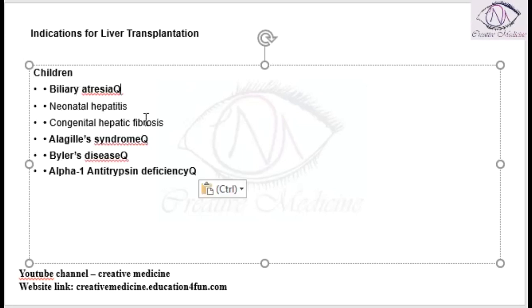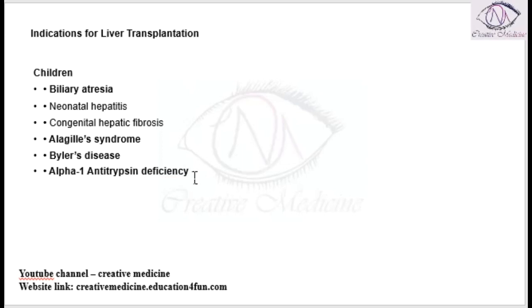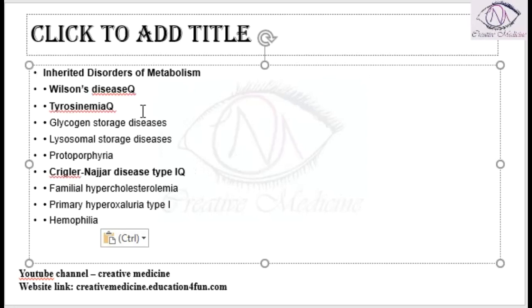We have biliary atresia, neonatal hepatitis, congenital hepatic fibrosis, Alagille syndrome, Byler's disease, alpha 1 antitrypsin deficiency. Then we also have diseases like inborn errors of metabolism in children, like Wilson's disease, tyrosinemia, glycogen storage disorders, lysosomal storage disorders, protoporphyria, Crigler-Najjar syndrome type 1, familial hypercholesterolemia, primary hyperoxaluria type 1, and hemophilia.